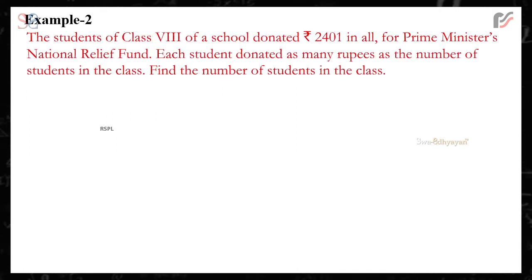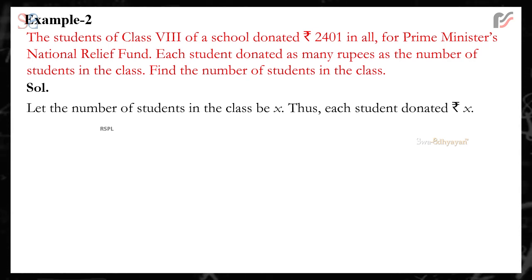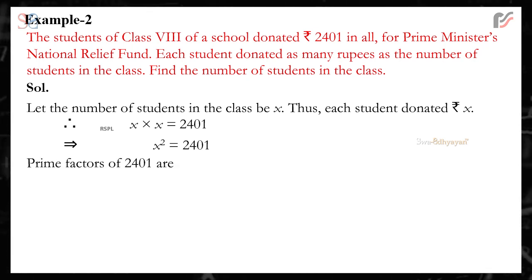Example 2. The students of class 8th of a school donated rupees 2401 in all for the Prime Minister's National Relief Fund. Each student donated as many rupees as the number of students in the class. Find the number of students in the class. Solution. Let the number of students in the class be x. Thus, each student donated rupees x. Therefore, x into x is equal to 2401, which implies x square is equal to 2401.